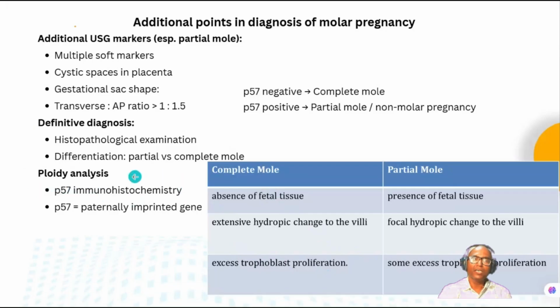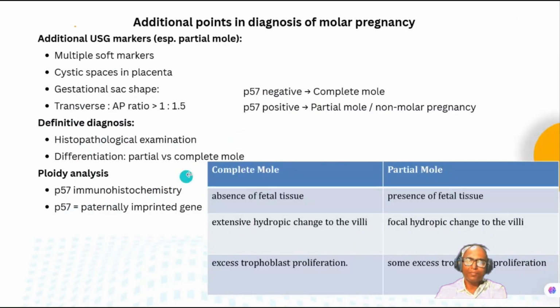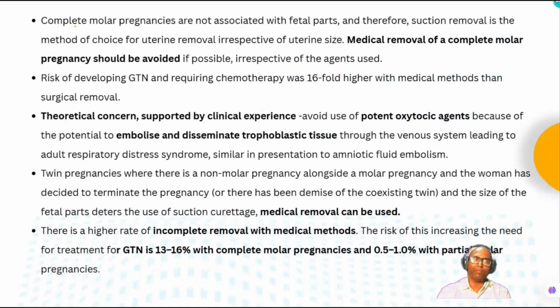And immunohistochemistry, because P57 is a paternally imprinted gene but maternally expressed. That is why in complete mole it is P57 negative, because the ovum is empty. That is why there is no maternal expression of the paternal gene. While in partial mole there is an ovum with a 23X, and this paternally imprinted gene gets expressed. That is why in partial mole you get P57 positivity. Okay, so this is an SBA which is frequently asked about the P57 immunohistochemistry.